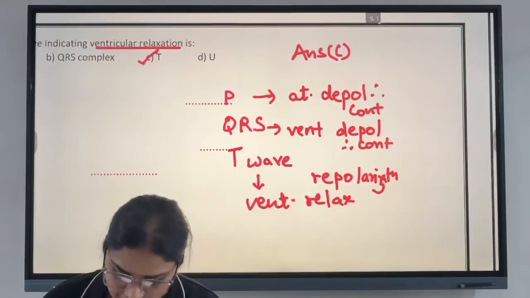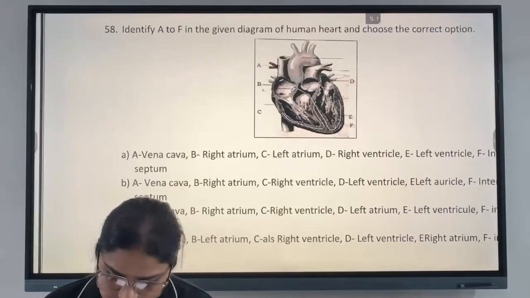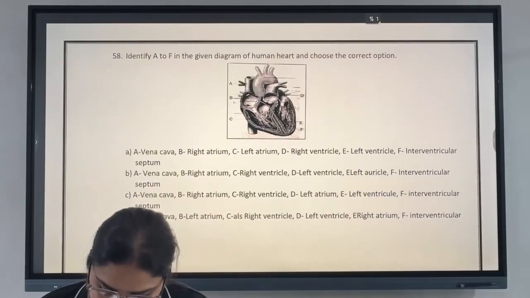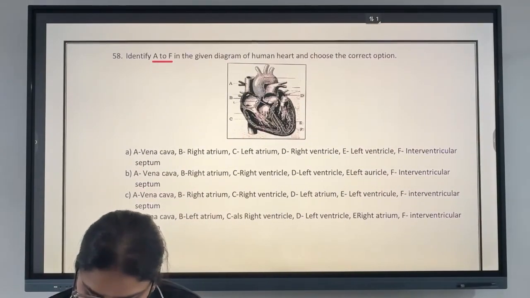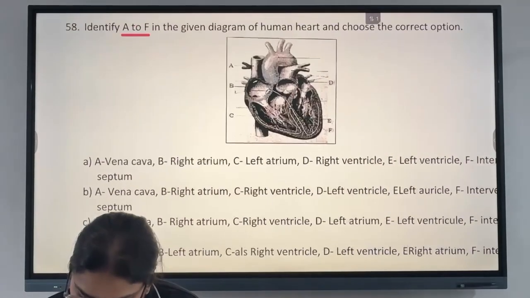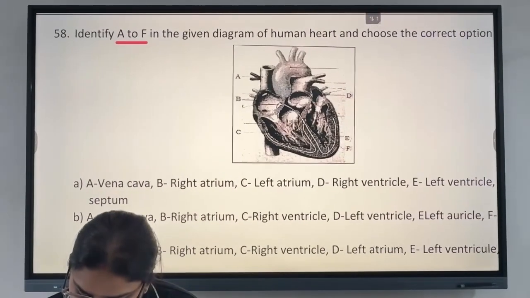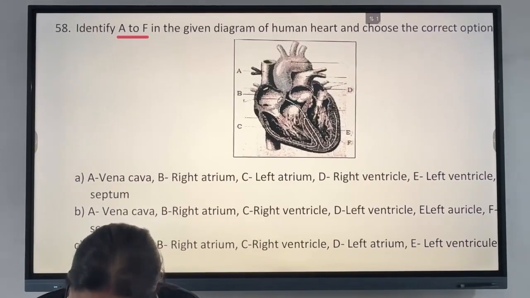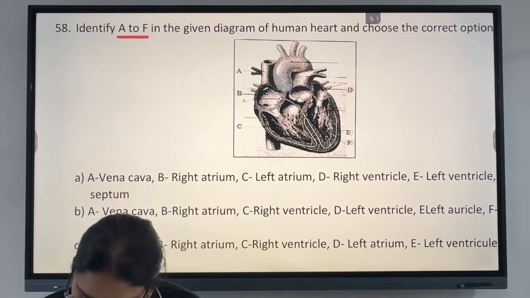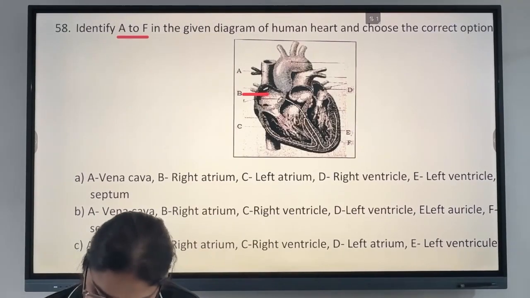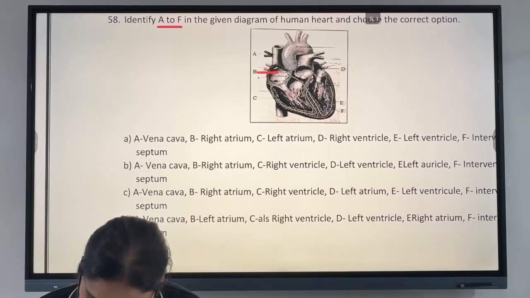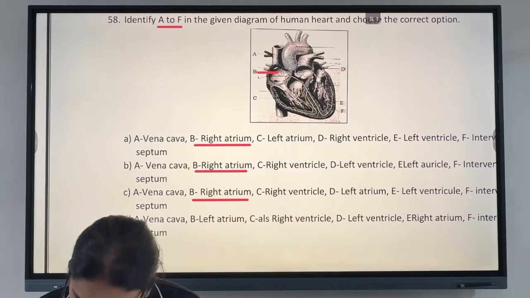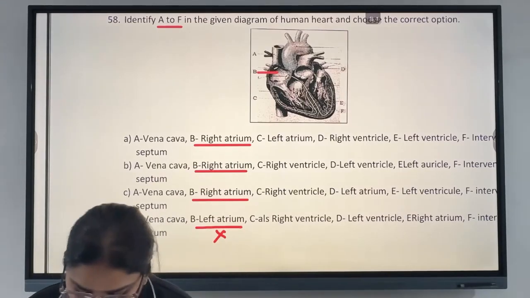Going to the 58th question. It's a diagram based question. You have to identify A to F in the given diagram of the human heart and choose the correct option. Let's see the closest that we can identify. If you look at B, B is the right atrium. Option A says B is right atrium. B says B is right atrium. C also says B is right atrium. D option says it's left atrium. So D is ruled out. D is wrong. So now you have to rule out A, B and C.